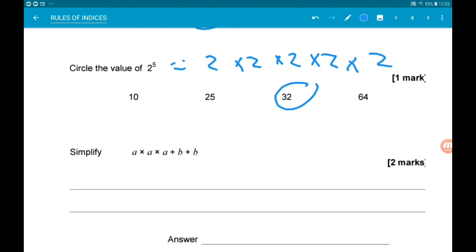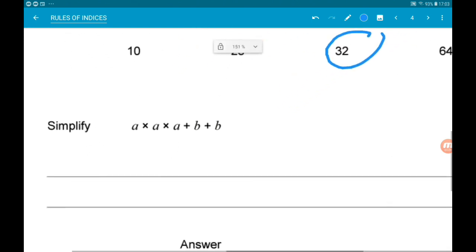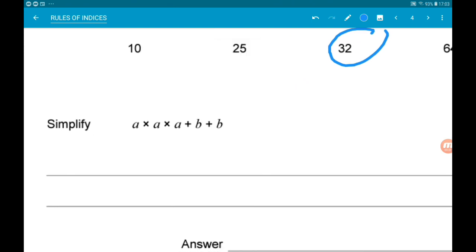Simplify a times a times a, add b, add b. So you need to be really careful here with the different signs, and BIDMAS as well. So remember, multiplication comes first. So we have to do a times a times a. That's going to give us a cubed, and then we have add, and then b add b is 2b.